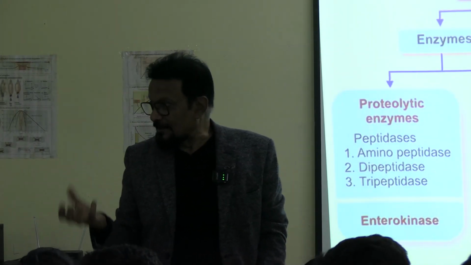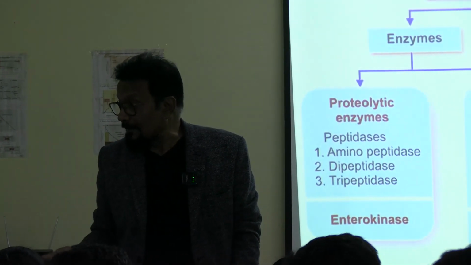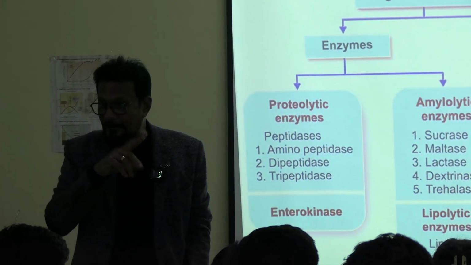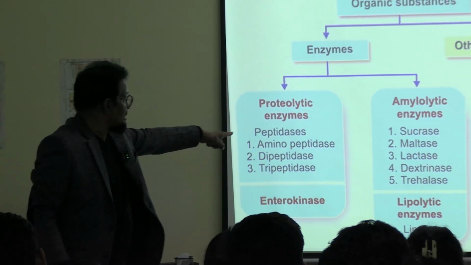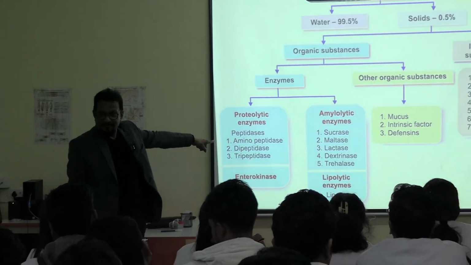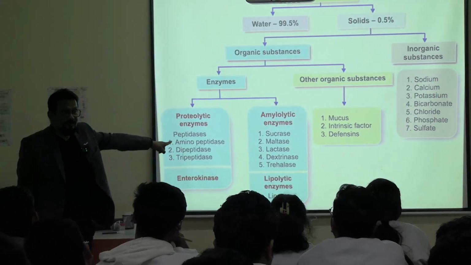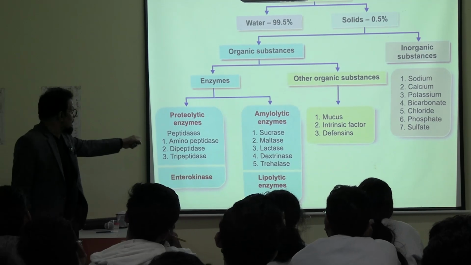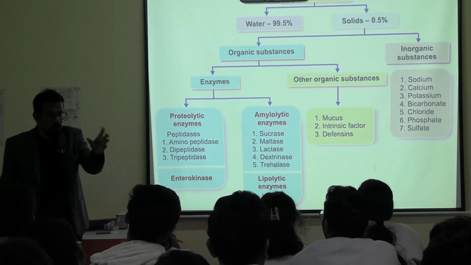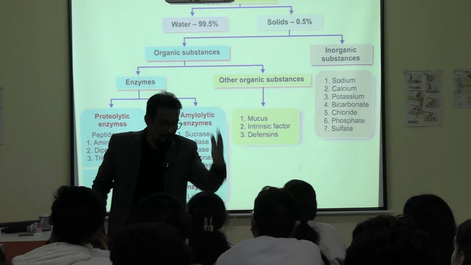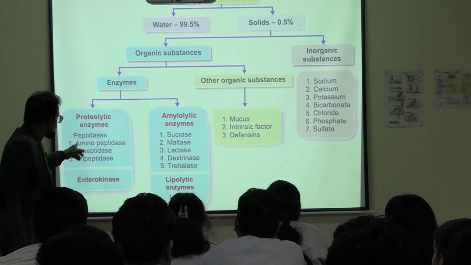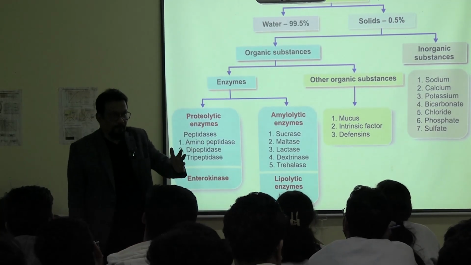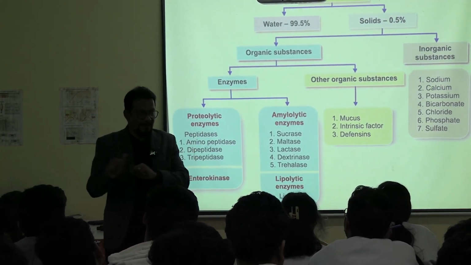So starch digestion or glycogen digestion will be completed by pancreatic amylase. And the products they will produce will be digested by these enzymes. Sucrose will be digested by sucrase, and the products will be glucose and fructose. Maltase will act on maltose, so 2 glucose units will be formed. Lactase will break lactose into glucose and galactose.